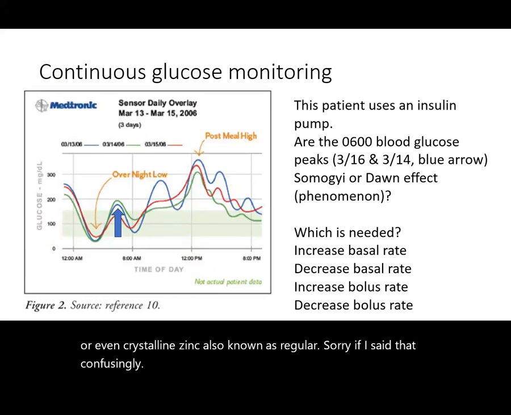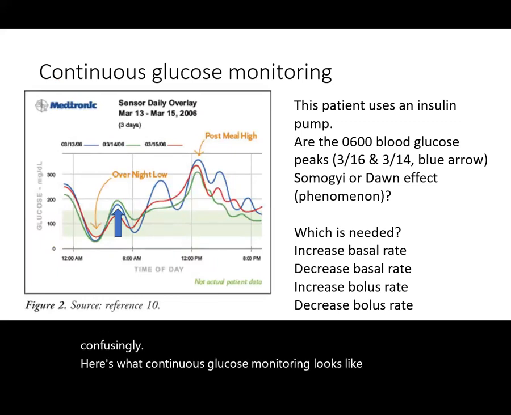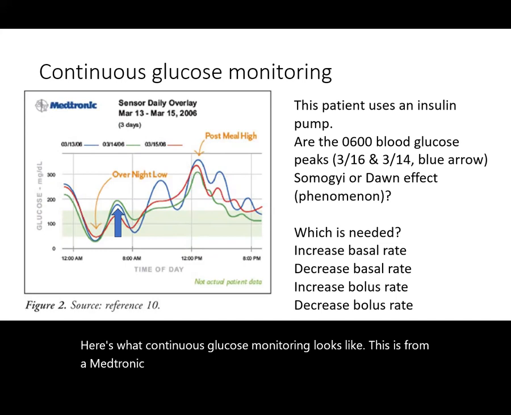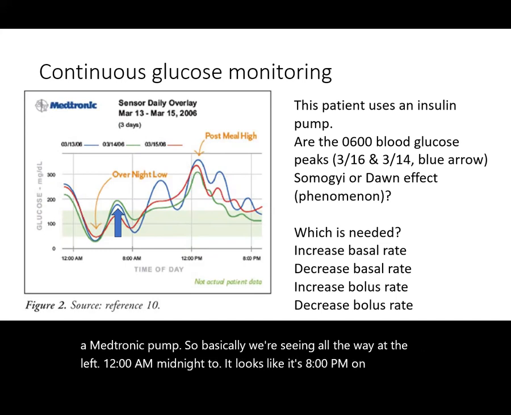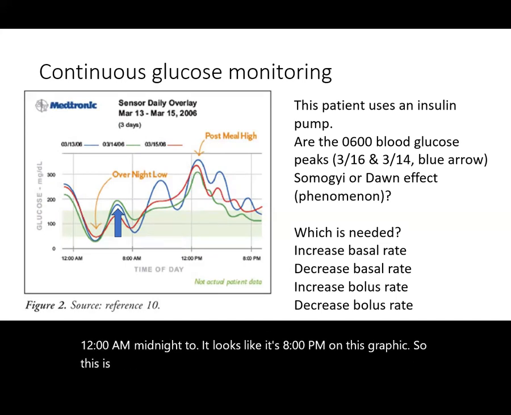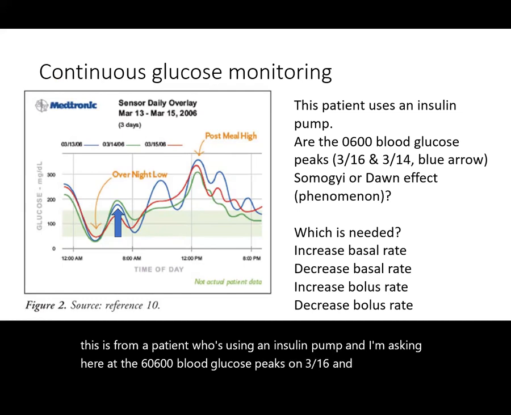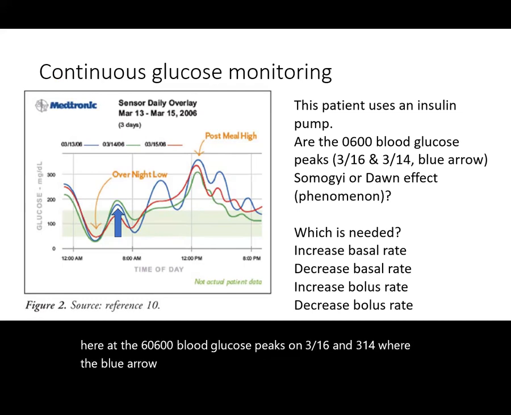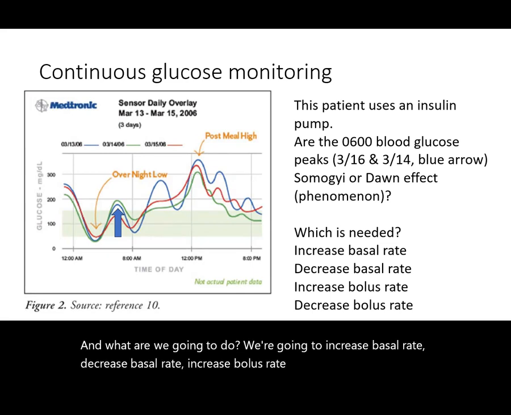Here's what continuous glucose monitoring looks like. This is from a Medtronic pump. So basically, we're seeing all the way at the left, 12 a.m. midnight to, it looks like, 8 p.m. on this graphic. So this is from a patient who's using an insulin pump. And I'm asking here, at the 0600 blood glucose peaks of 316 and 314, where the blue arrow is, are these Somogyi effect or dawn phenomenon? And what are we going to do? We're going to increase basal rate, decrease basal rate, increase bolus rate, or decrease the bolus rate.